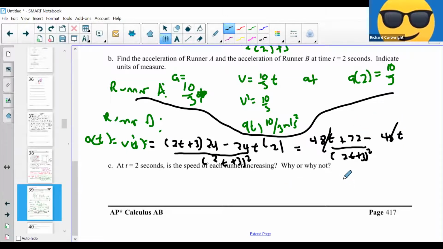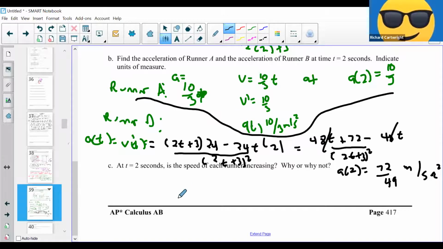But I need to know what the acceleration at 2 was. So there's nothing in the top but 72. The bottom, 4 plus 3 is 7. 7 squared is 49. I'm not going to reduce it because I don't have to. So I'm just going to write 72/49 meters per second squared.